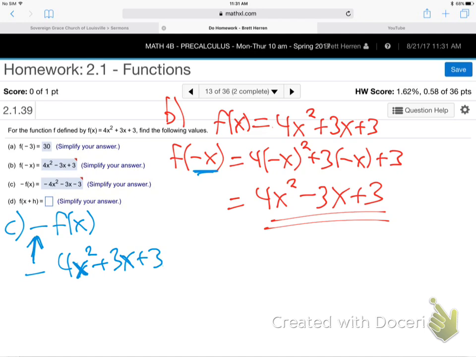Well, how do you negate all of f? That's why I bring the parentheses in. Or you can just run the negative through right away. You can skip the parentheses step if you want to. As long as you eventually take the negative to everybody, it's all good. You don't have to do the parentheses step.